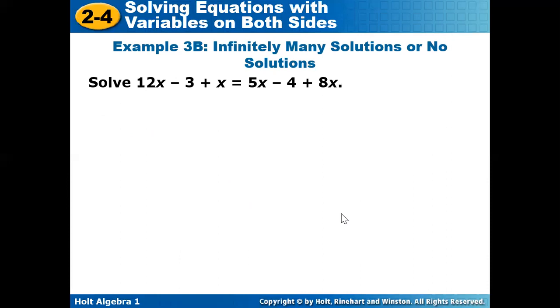All right, we're going to solve this one in the same way. Go ahead and do this on your own, and we will check it. So push pause. We'll check it when you push play.